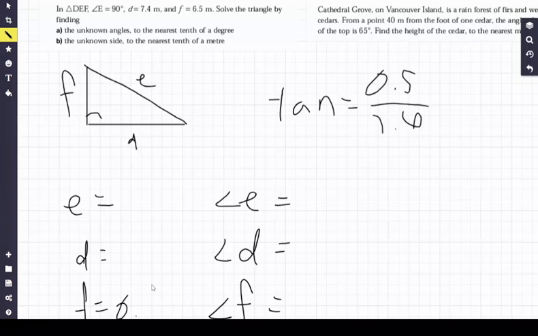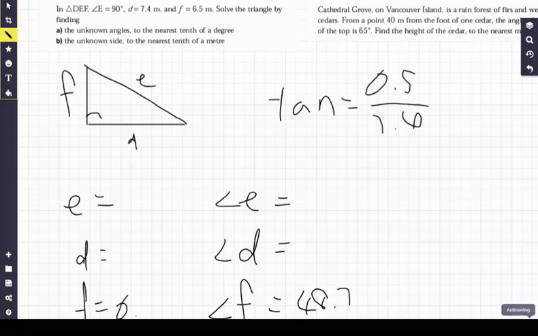So when you're trying to switch it back into degrees, you're going to press shift and then the mode setup button, and then press degrees. Now let's do 6.5 over 7.4, and then inverse tan that. It's going to give you a different answer. That's going to give us 48.7, right? This angle is going to be 48.7. So small f is going to be 48.7.